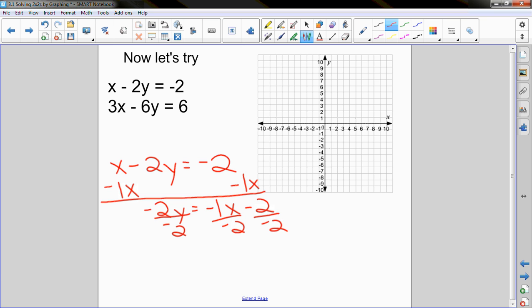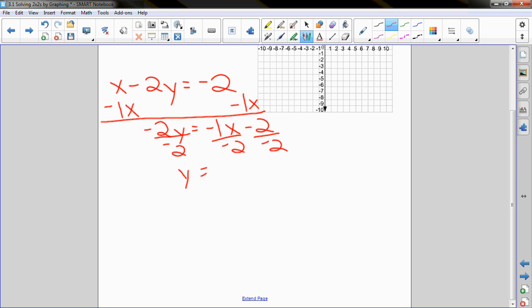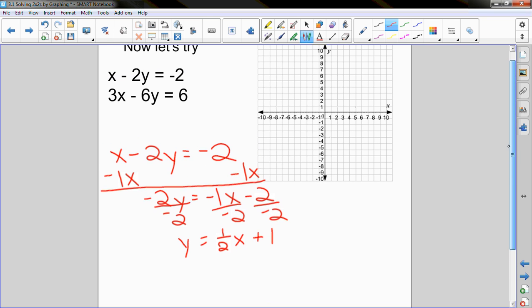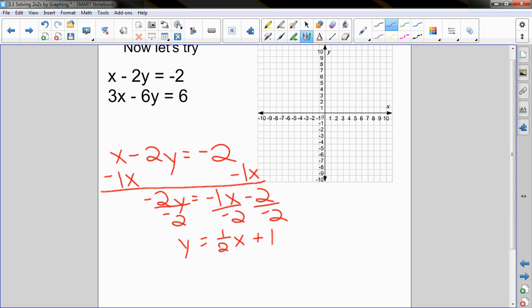When I divide by -2, he's going to be y equals, what about the -1 on top and the -2 on the bottom? Yep, he'll be positive 1/2 x. And what about the -2 over -2? Positive 1, so he's +1. Awesome job. Let's graph him. I'll do the easy part. He's my intercept, so I'm going to go to the y-axis and put a point on +1.